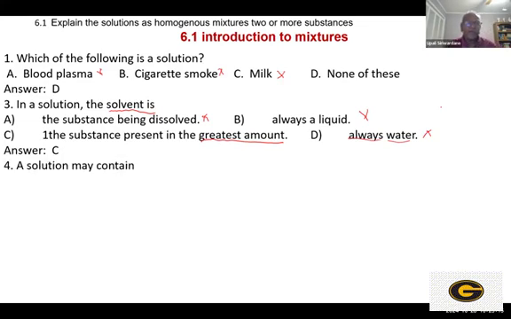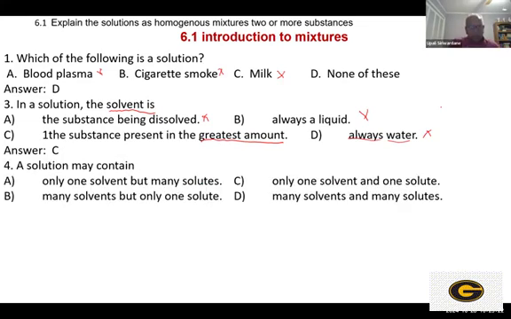A solution may contain only one solvent but many solutes. That's true. You can have a water solution and many solutes, sodium chloride and sugar. That's true. May contain only one solvent and one solute. It may contain many solvents but only one solute.